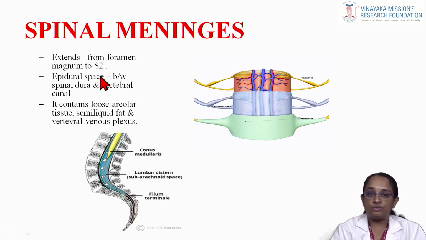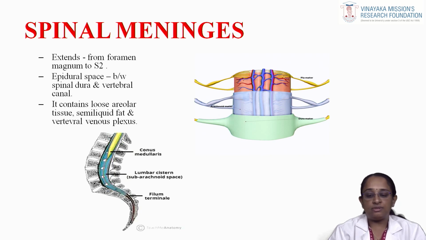That is the space between the spinal dura mater and the vertebral column. Actually, the vertebral column, the vertebrae, is a bone, and bone is covered by periosteum. More specifically, it is the space from the periosteum of the vertebrae to the spinal dura mater. It consists of fat, then some venous plexus, then areolar tissue.